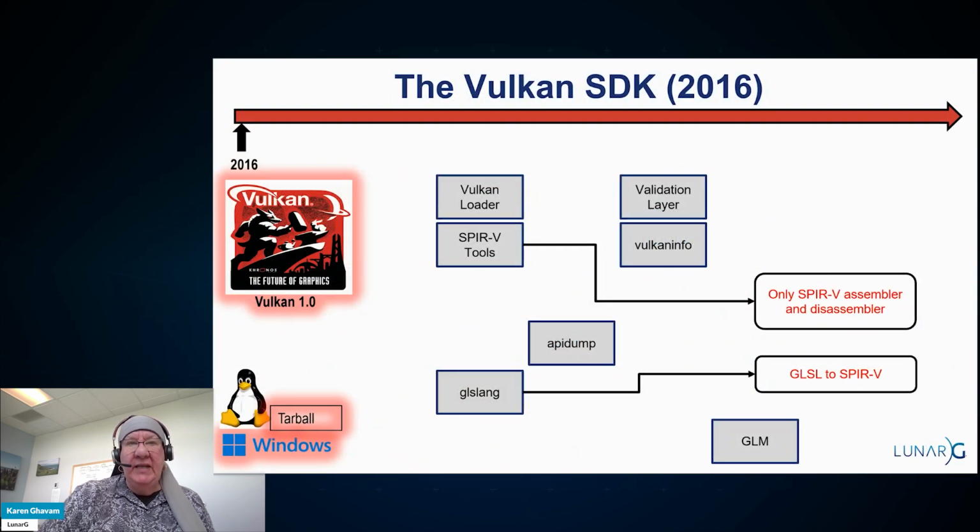The first SDK did launch successfully with the Vulkan API, coincidence, but it was very limited in functionality compared to what we have today. It only supported Windows and a Linux tarball. And the Vulkan loader and the validation layer were very young in their feature set, but they were still useful for Vulkan application developers to begin their development. And a very few elements of the shader tool chain were included in the SDK as well.